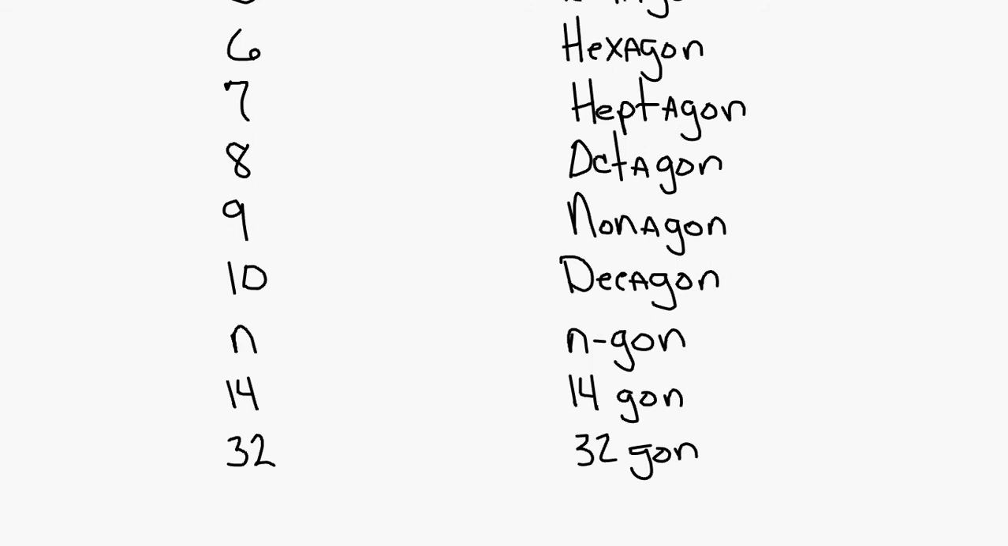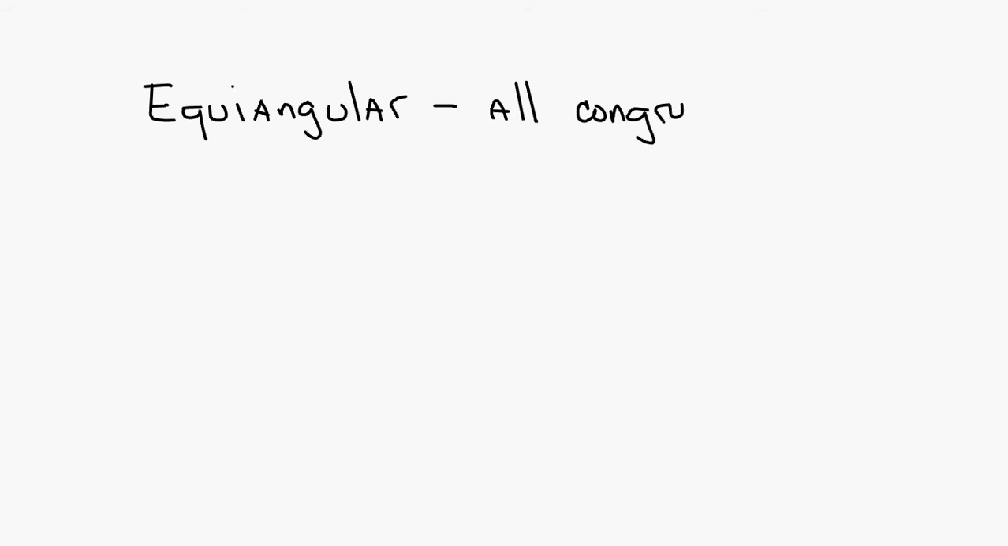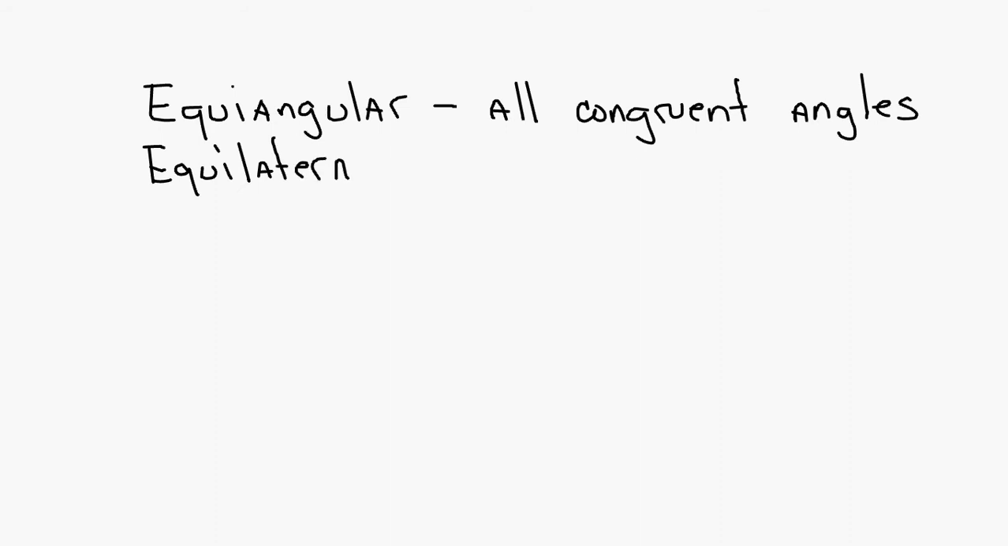Okay, a couple more terms. Equiangular. Equiangular means all congruent angles, or equal angles. Equilateral. That's equal sides, or all congruent sides.